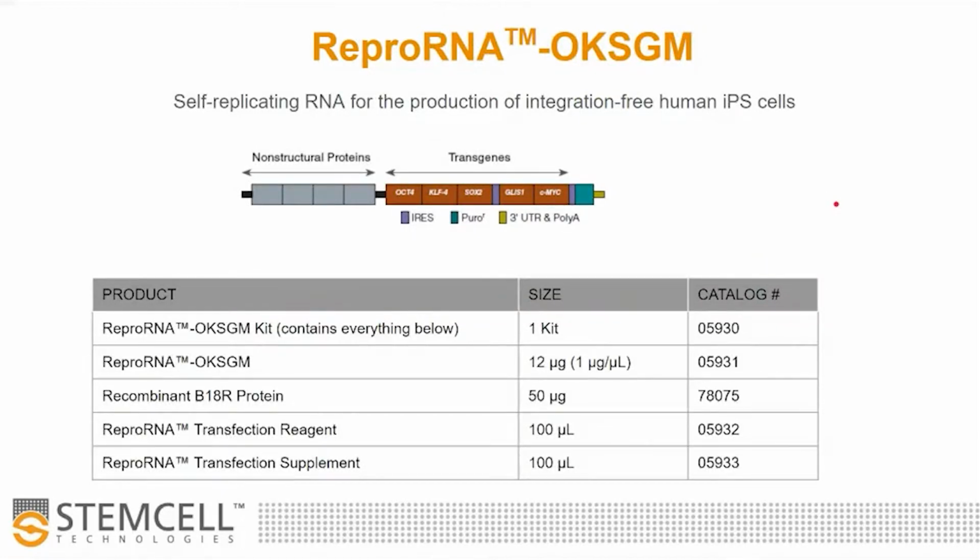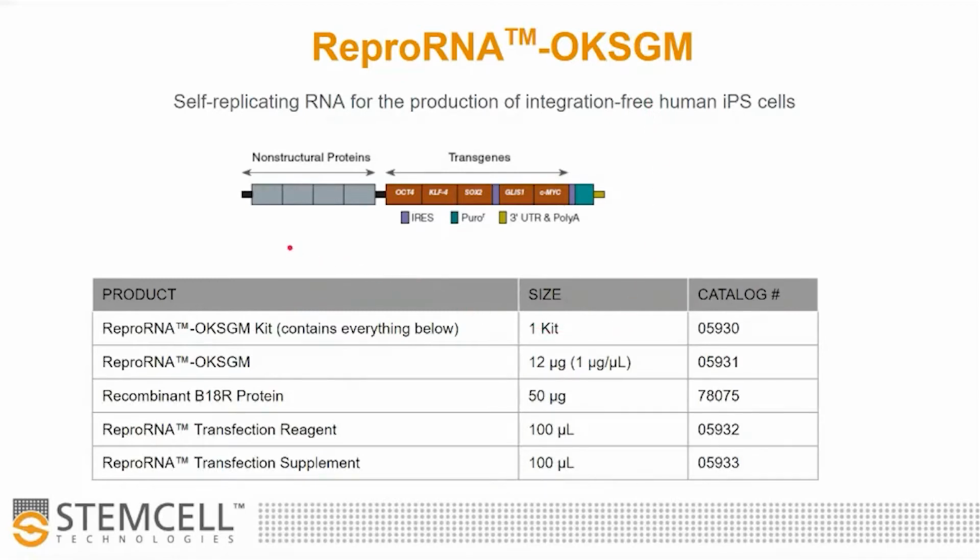However, in 2015, we launched our own vectors, no longer using episomal vectors, now using a self-replicating RNA integration-free system. It was called ReproRNA, and it contained the 4 Yamanaka factors, OCT4, KLF4, SOX2, CMYC, and it also contained GLIS1, which was added to enhance the reprogramming efficiency.